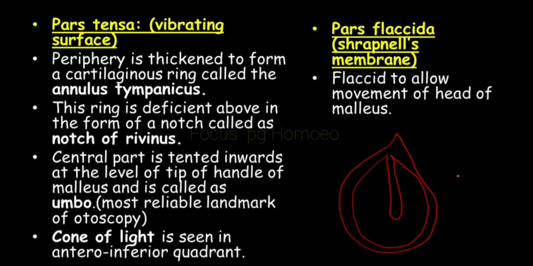So this is the tympanic membrane. I'll explain it to you. In the tympanic membrane, we have two parts. One is pars tensa, which is a vibrating surface, and the other is pars flaccida, which is also called Shrapnell's membrane. Let me show you where it lies. This area is pars tensa, which forms the major area, and this one is pars flaccida.